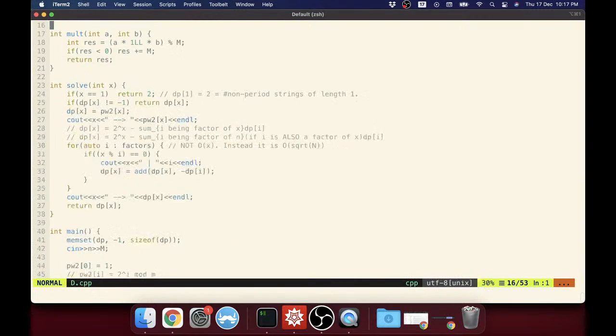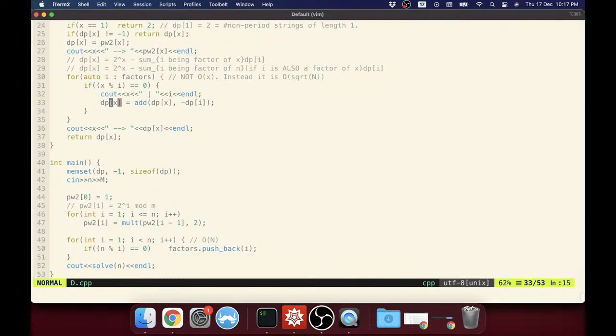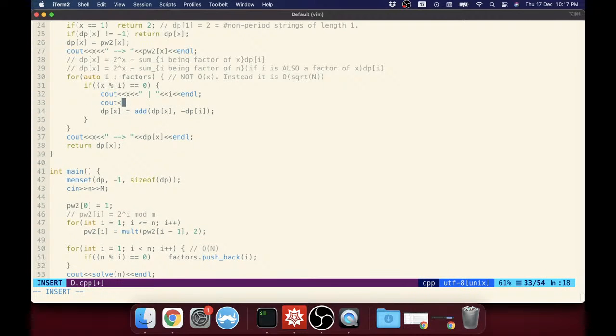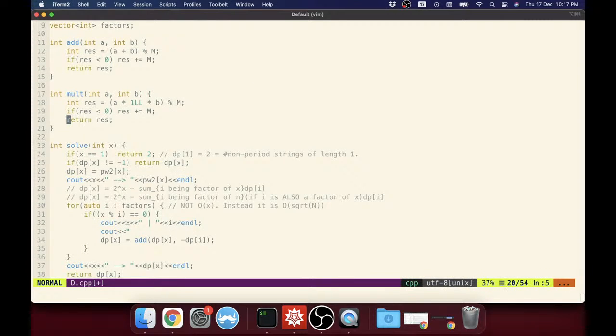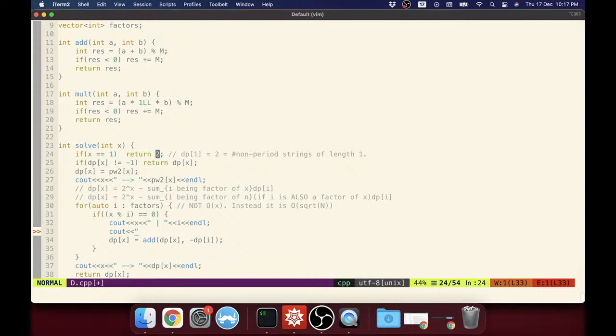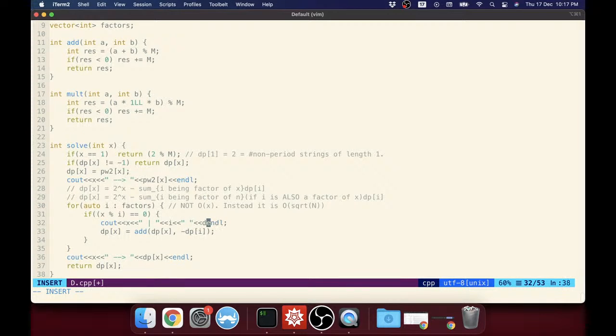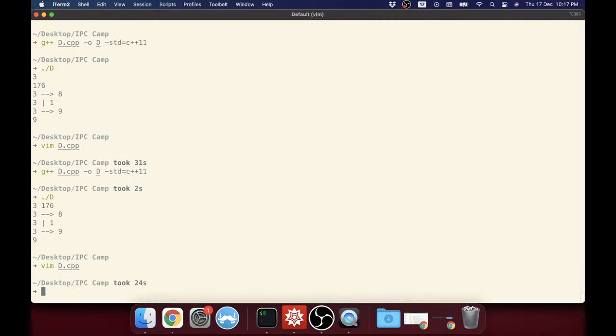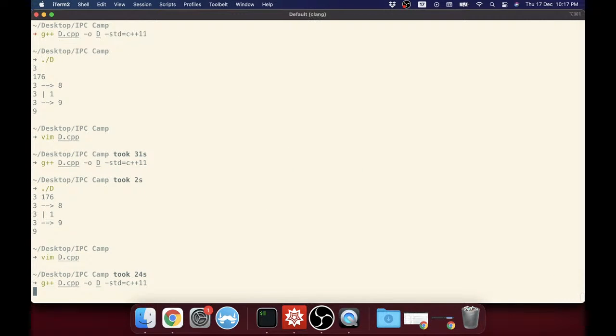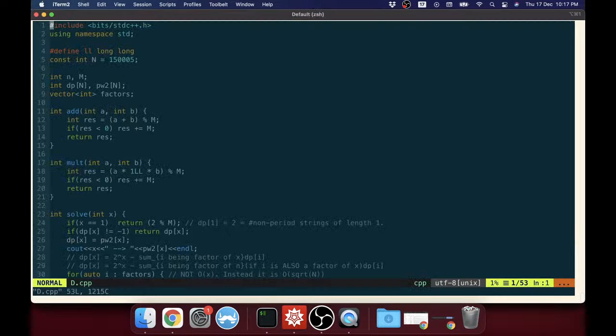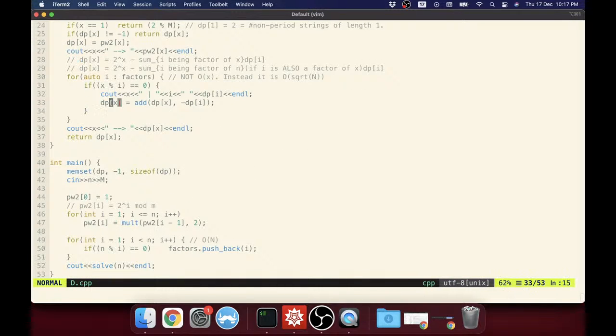Okay, this doesn't fix things. But, yeah. Actually, there should be 2 mod in. Let's print out what dp[i] is also. Okay, understood the issue. Yeah, it was a very trivial mistake.